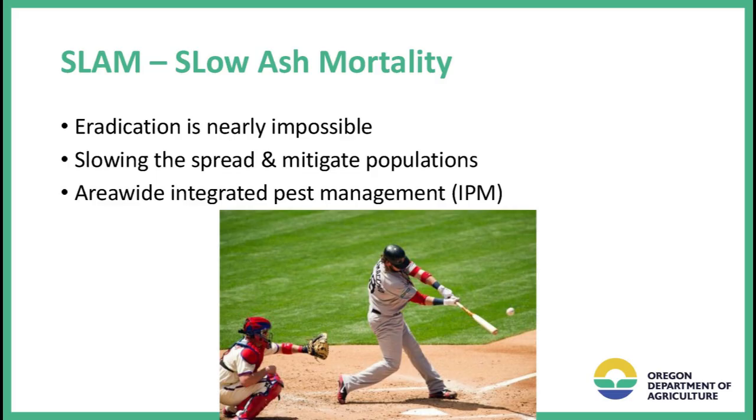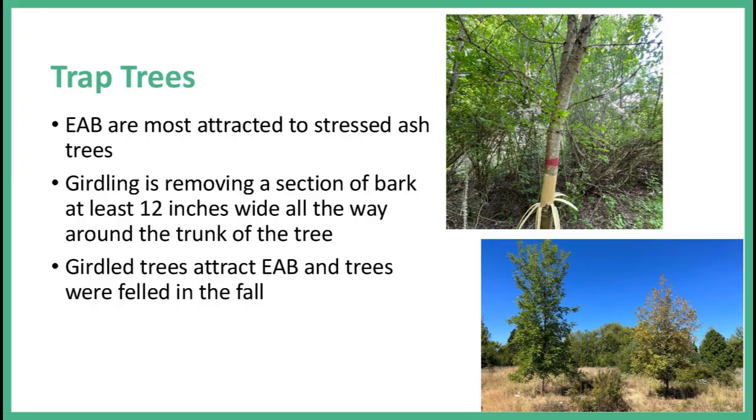Eradicating invasive insects is difficult at the best of times, and EAB is maybe one of the worst candidates. So we use what's called SLAM, or slow ash mortality, to slow the spread and mitigate populations. In order to do a SLAM program, we have to use some of the characteristics that the beetle uses against itself. EAB are attracted to stressed ash trees. In their native range, they're a decomposer.